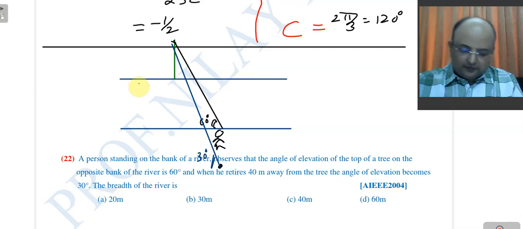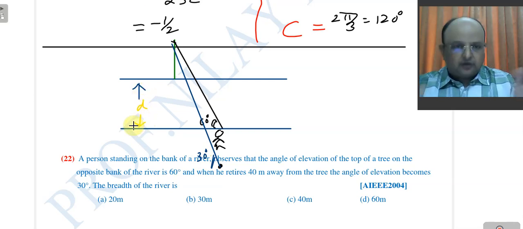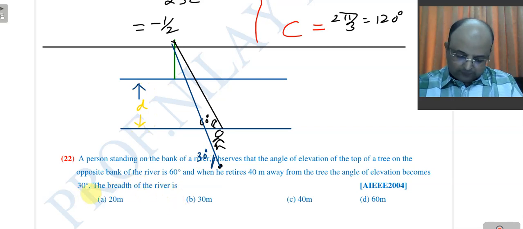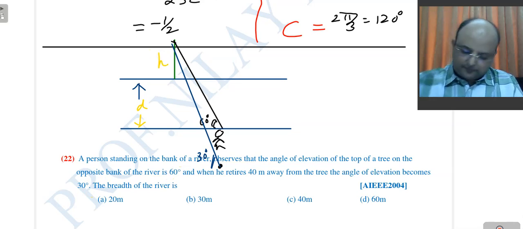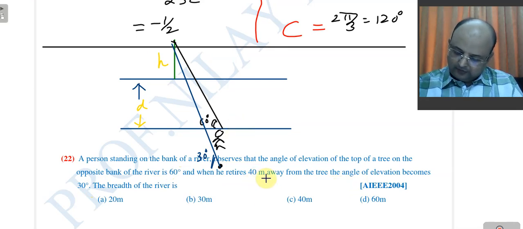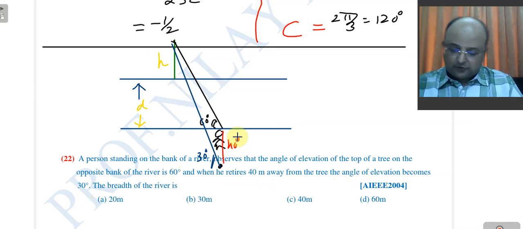Suppose the distance is d, I mean the breadth of your river. So you need to find out the breadth of the river, that is d only. Is it okay? Suppose the height of the tower is h and this is 40 meter. And now you can tell me what is tan 60 degree?